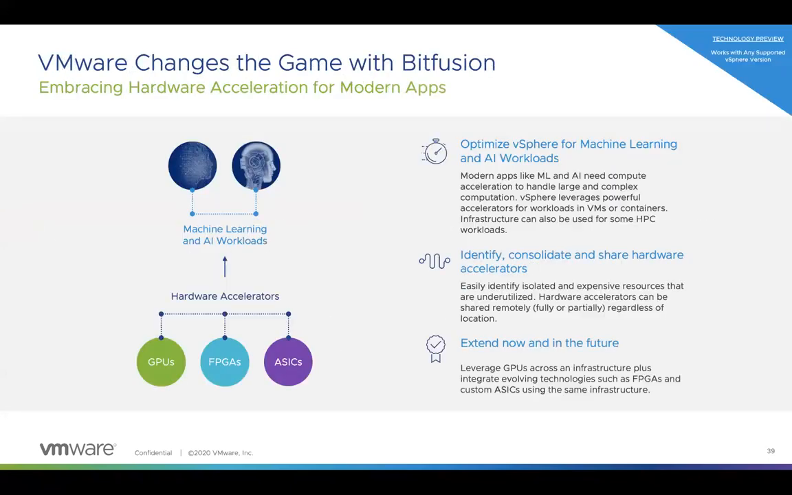So if any of you have new requirements to run AI or ML kind of workloads, then this capability is for you. Last year we acquired a company called Bitfusion. Leveraging Bitfusion, what we are trying to provide is to optimize our vSphere workloads for machine learning.